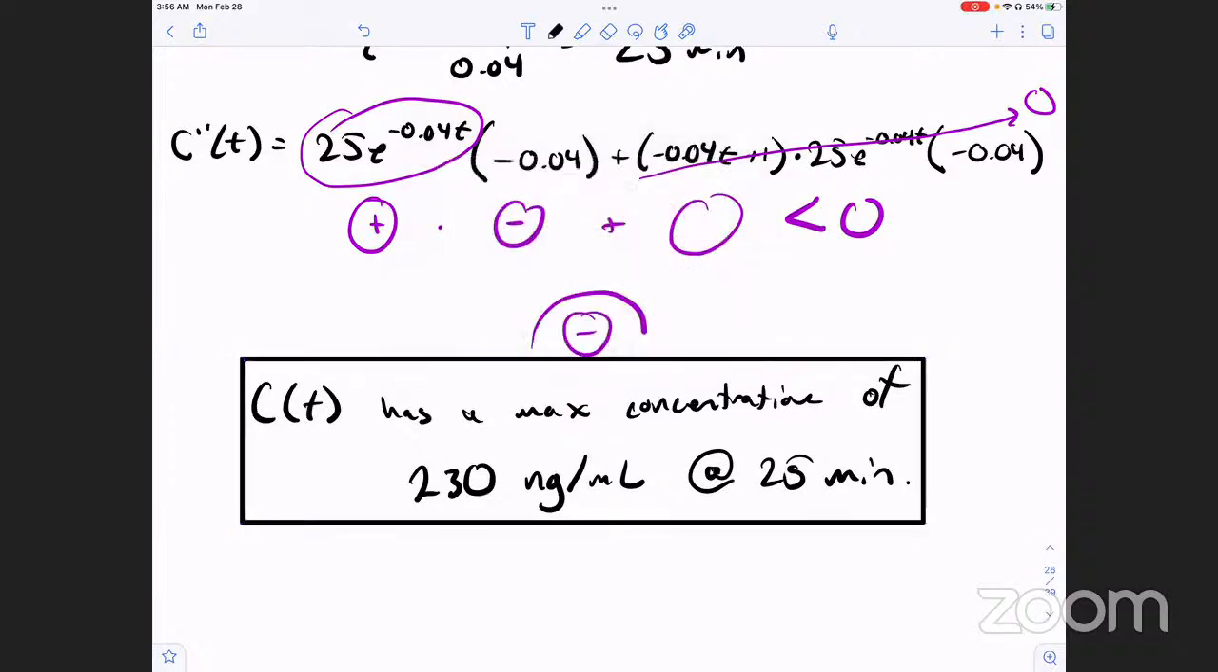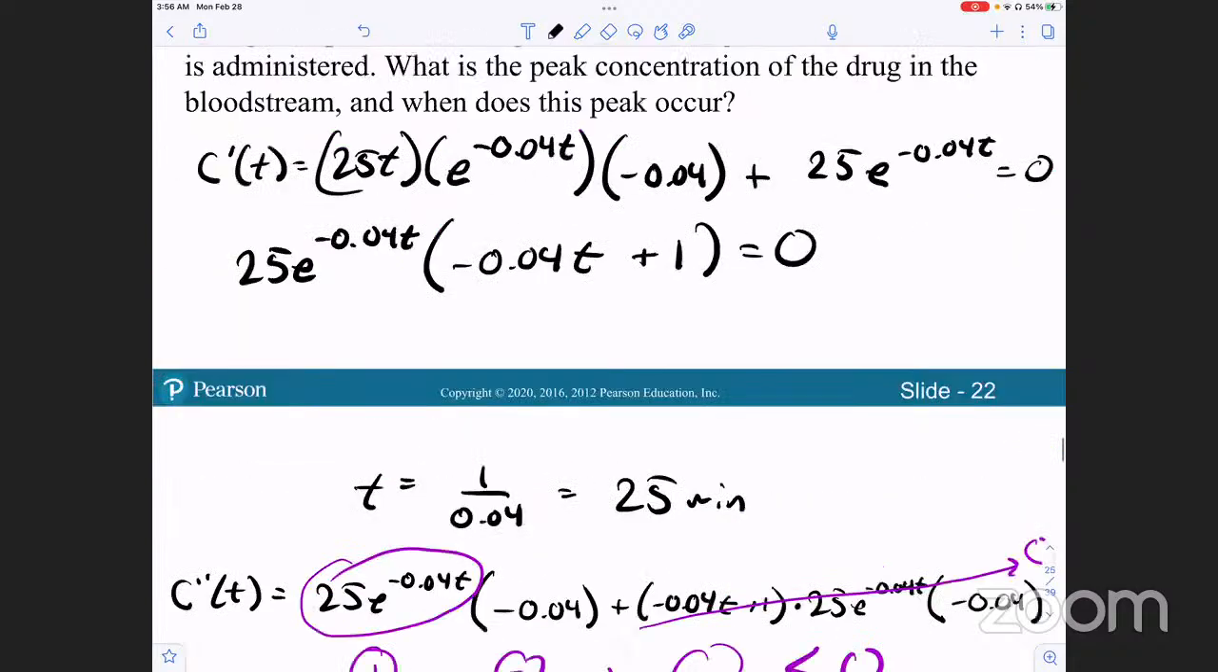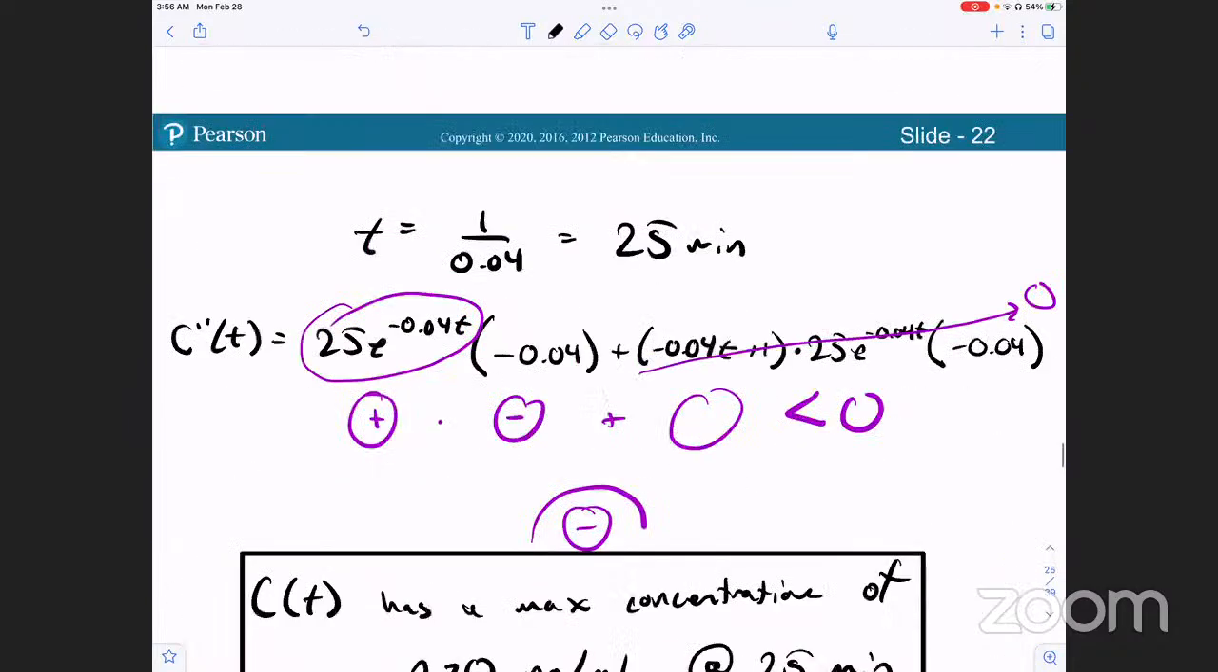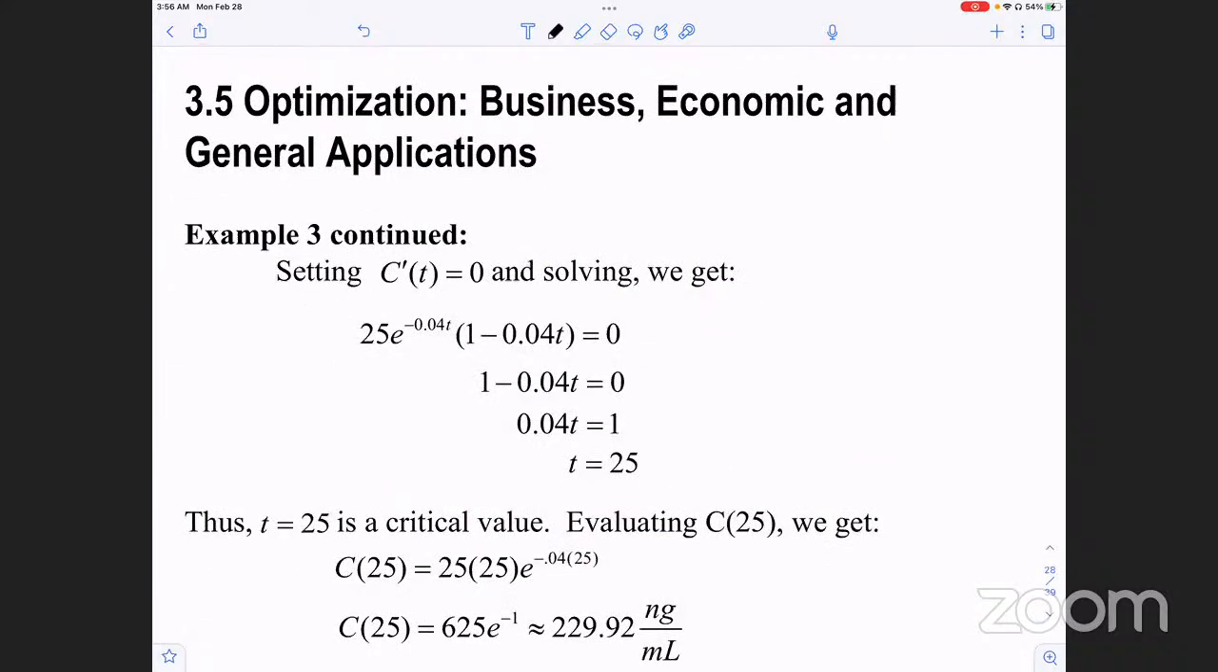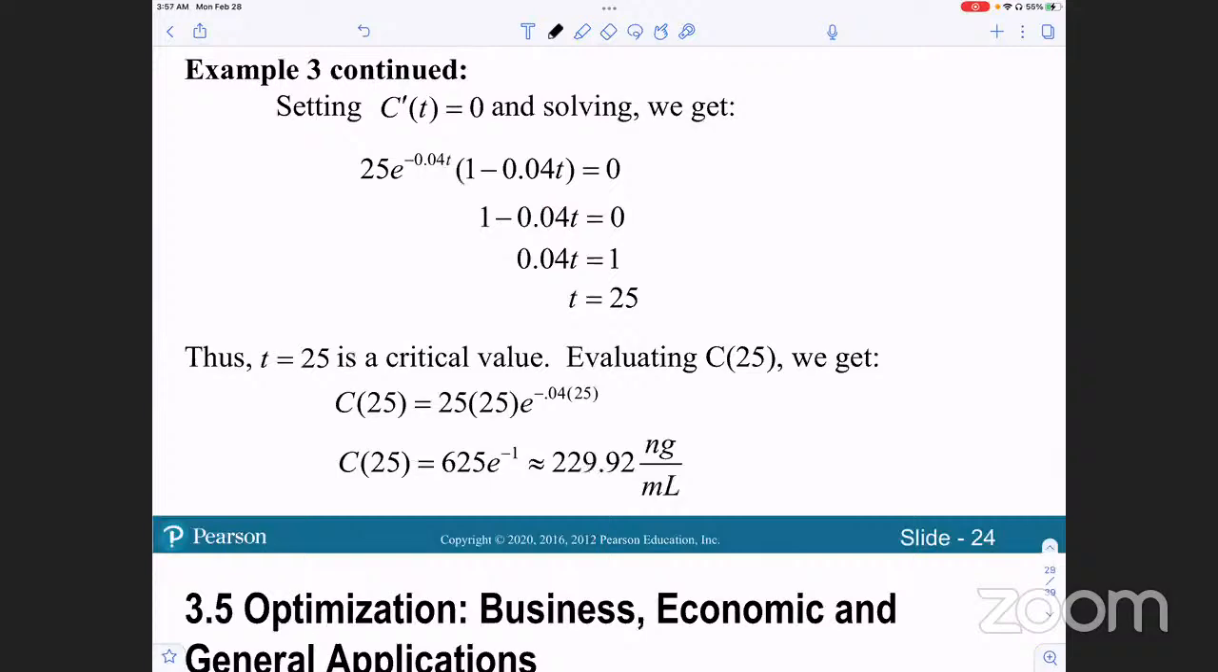Okay, so we have a max concentration of approximately 230 nanograms per milliliter at 25 minutes. Let's see. First, find the critical values, factoring. So then they get 25, right? So it's a critical value. Evaluating C at 25, we get, yeah, we got 230, that's fine. They didn't look at the second derivative to verify, but that's fine.